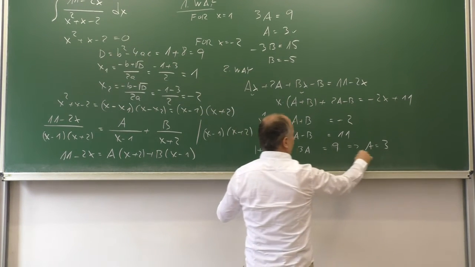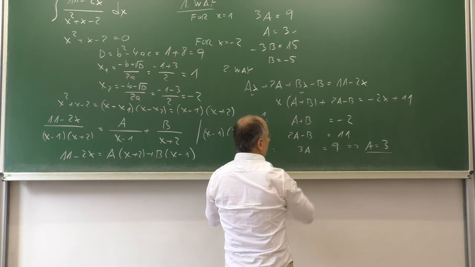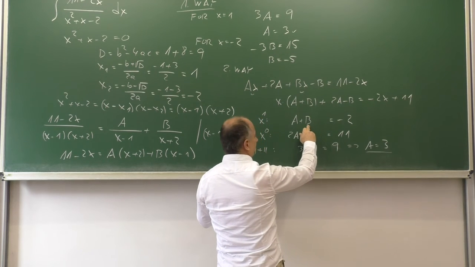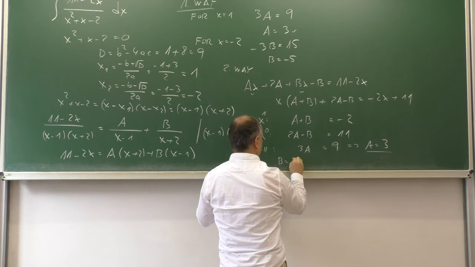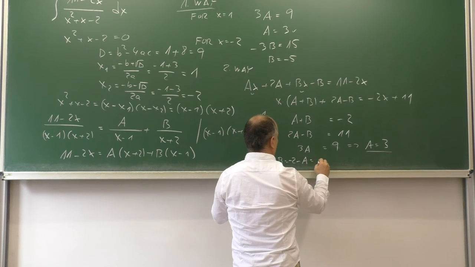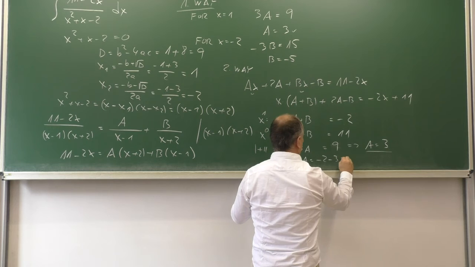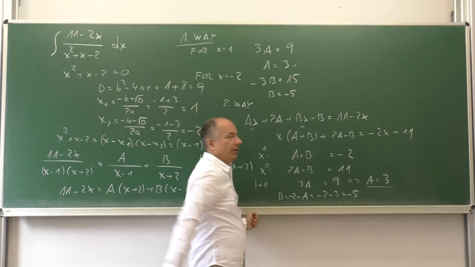And now when we have the value for a, we can find b either from this equation or from this one. If we choose the first equation, then b is minus 2 minus a, which is minus 2, minus 3, which is minus 5. Yeah, it looks good. The same value as before.